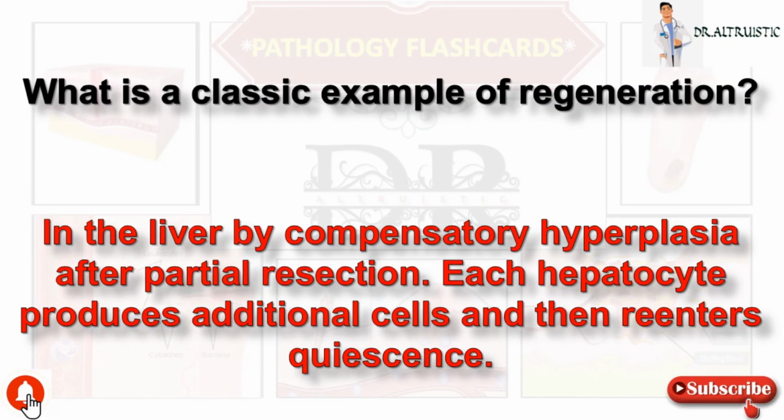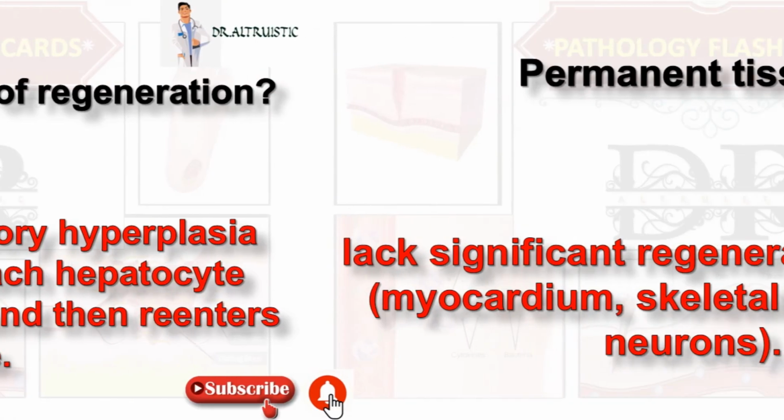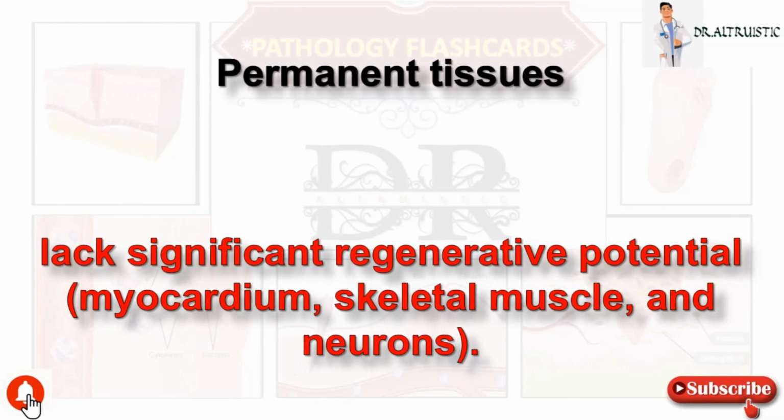What is a classic example of regeneration? In the liver by compensatory hyperplasia after partial resection. Each hepatocyte produces additional cells and then re-enters quiescence. Permanent tissues lack significant regenerative potential: myocardium, skeletal muscle, and neurons.